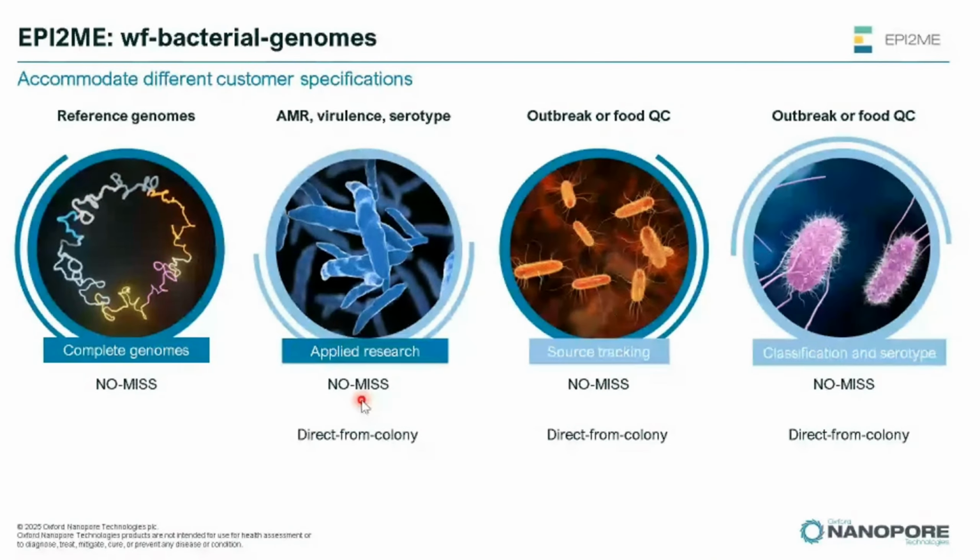Okay, so in a short summary for the whole genome sequencing, we are able to offer the sequencing of the complete genome to give us the gene information like antimicrobial resistance genes, okay, serotyping, and then it's useful during an outbreak or food QC purpose. And we are offering the direct from colony for Salmonella only currently.